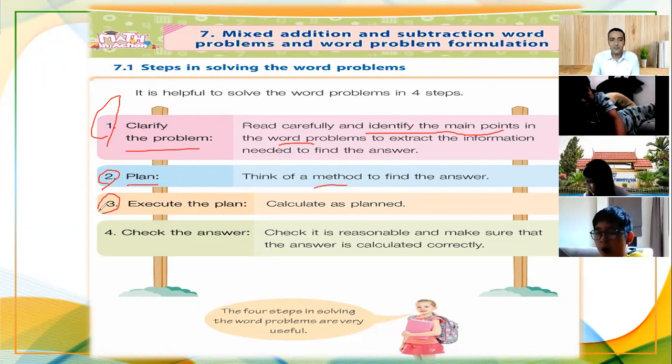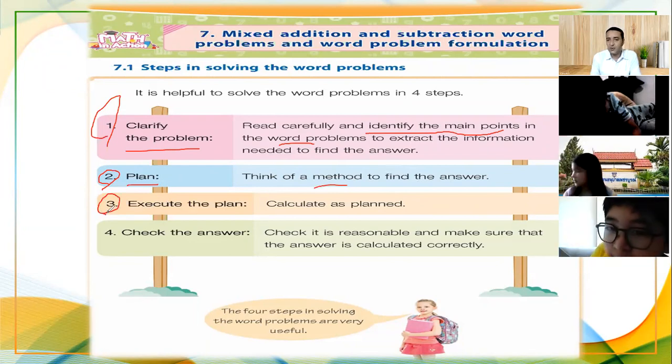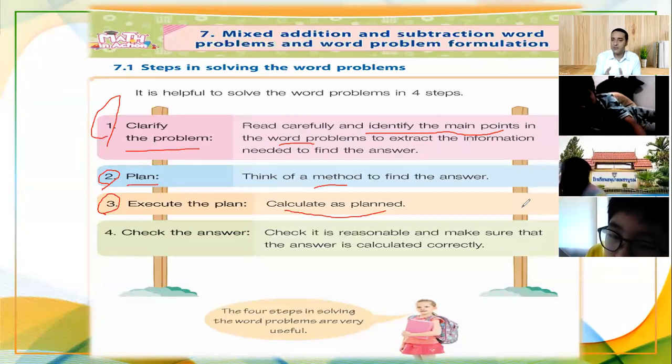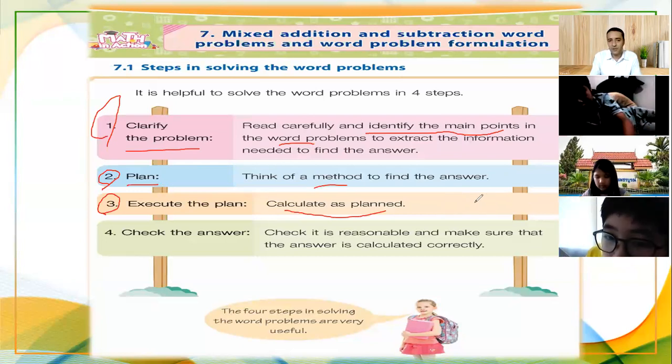Then number 3, we have to execute the plan and calculate. So we already made a plan that we are going to subtract, or either we are going to perform addition. So that plan we have to apply, and then we calculate. After calculation, we are going to have the answer of the problem.